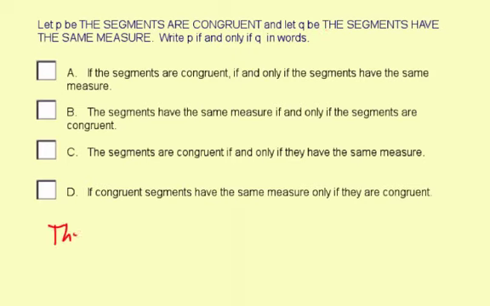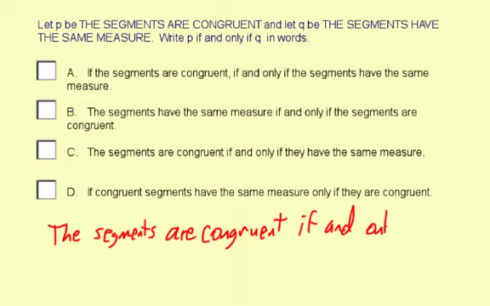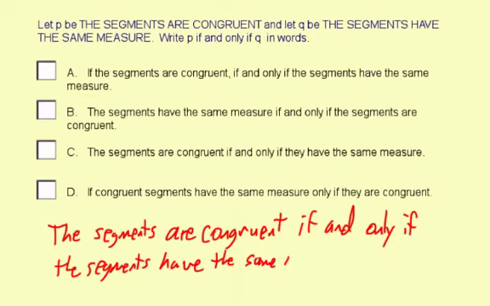So it should be the segments are congruent, that's the P, and then if and only if, and then the Q is the segments have the same measure. So the segments are congruent if and only if the segments have the same measure.